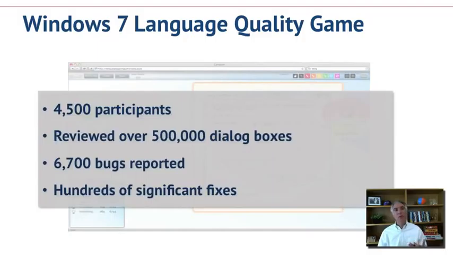Turns out that over 4,000 Microsoft employees were willing to sit for free and look at these dialog boxes. They looked at over 500,000 dialog boxes and found close to 7,000 bugs. 7,000 times they found something out of place, and several hundred of those turned out to be actual bugs in localization that Microsoft was able to fix. So the gamification was the mechanism that encouraged people to take this action.